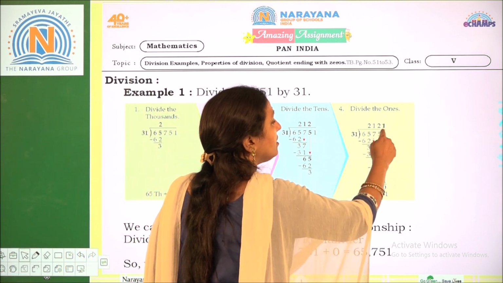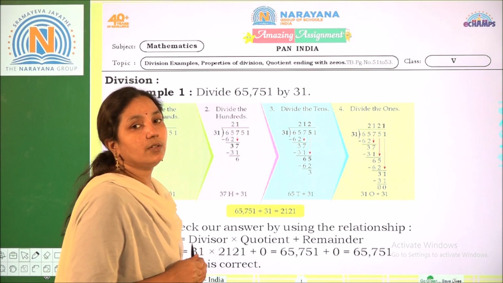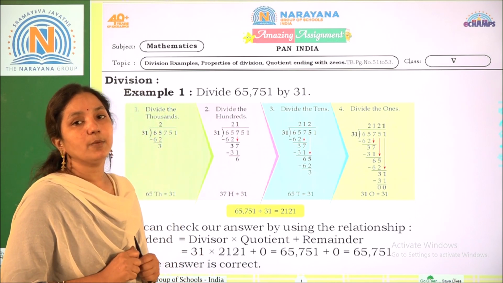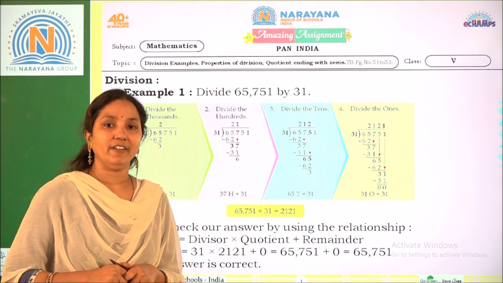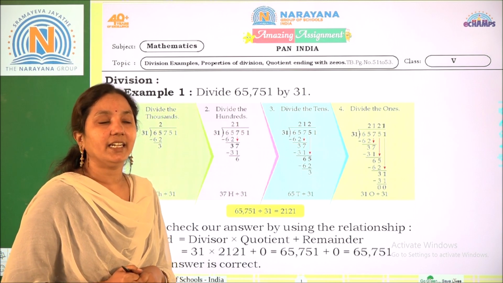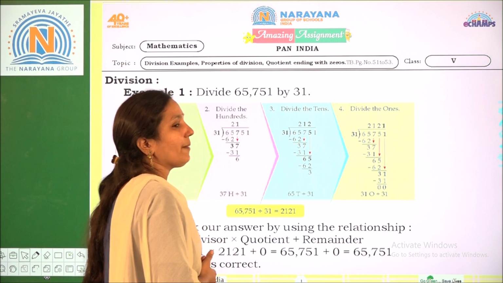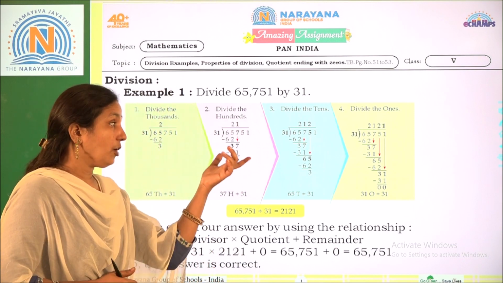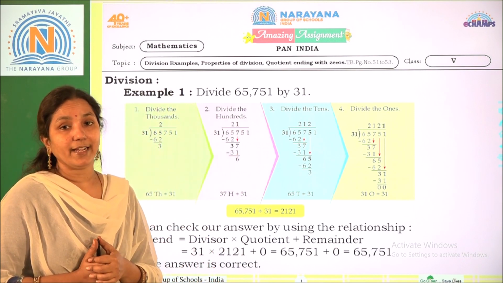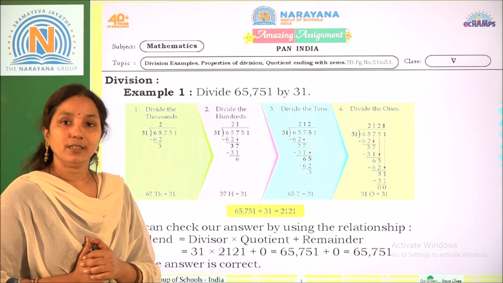Now from the ones column, it is 1. So 31. How many times can we take? 1 time only. It will be 1 times 31 equal to 31. So 31 minus 31, you will get 0 as the remainder.